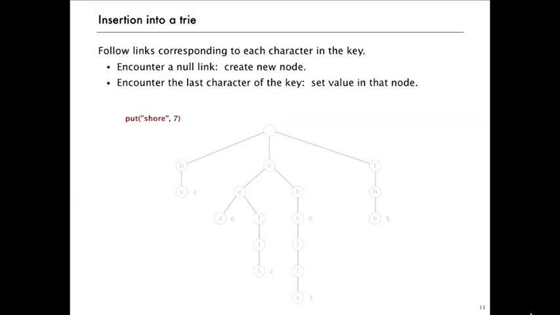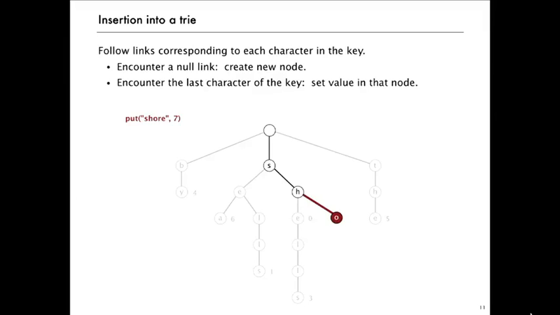Now what about insertion? Well, insertion is also pretty simple. We follow two rules. One is, again, we go down links corresponding to each character in the key. If we come on a null link, we create a new node that's associated with the character that we're on. And just keep doing that until we get to the last character of the key, in which case we put the value. So if in this trie we're supposed to associate the value 7 with SHORE, we follow our path from the root to S, because our first letter is S, and then H, because our next letter is H.